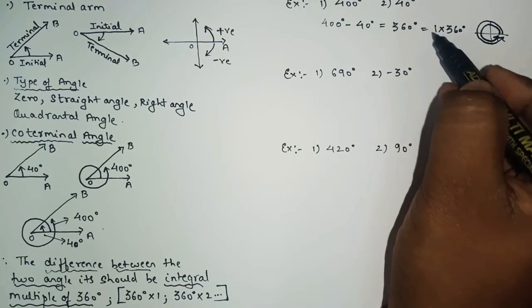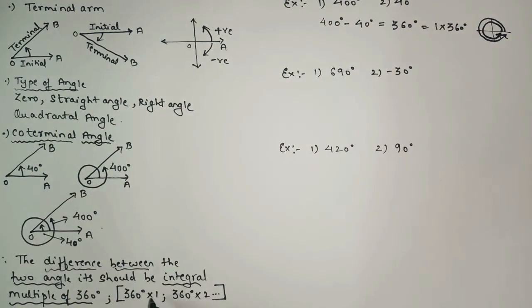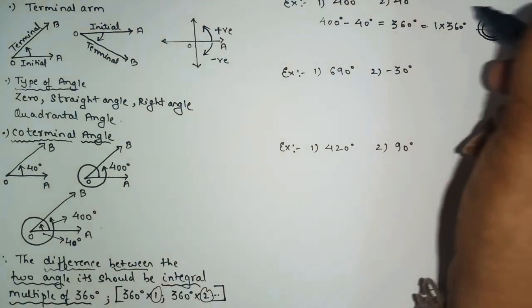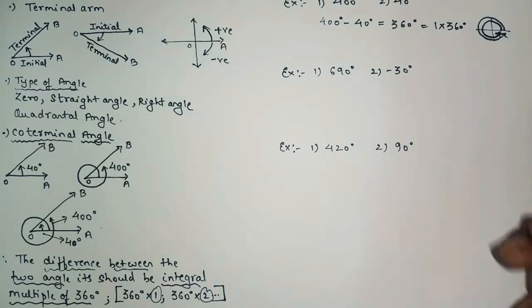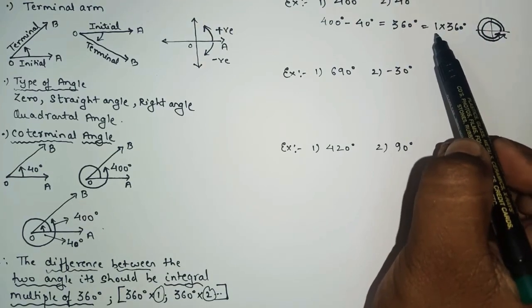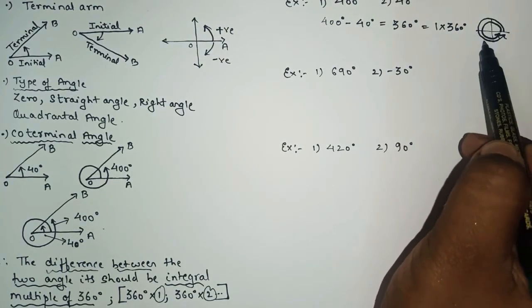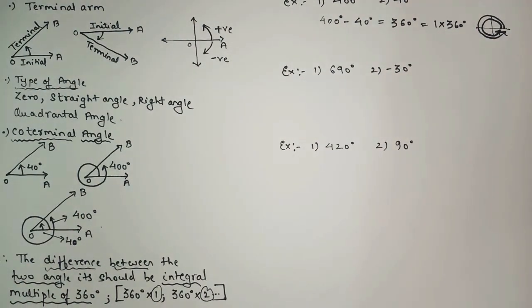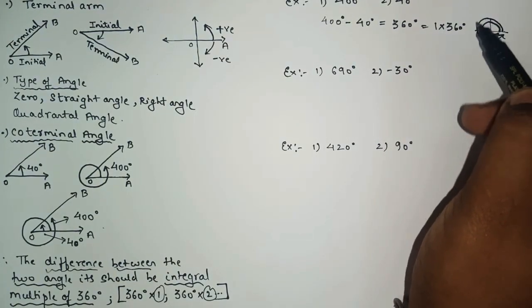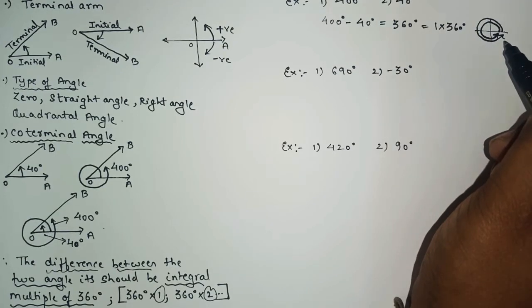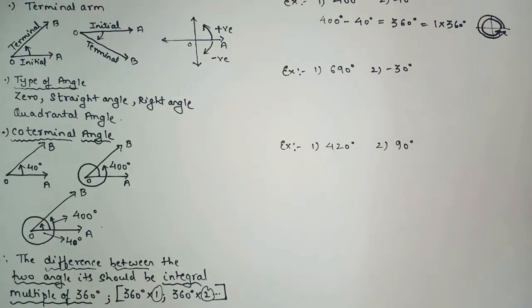As 360 one time is 360, 360 two times will be 720. So this 1, 2, 3 will be the rotation of the terminal arm, or else we can say the ray. As it completes one rotation, it is 1 into 360. It completes two rotations, that means it is 2 into 360. If it completes three rotations, that means it is 3 into 360. That means this rotation forms a multiplication of 360. So that means it is an integral multiple of 360.